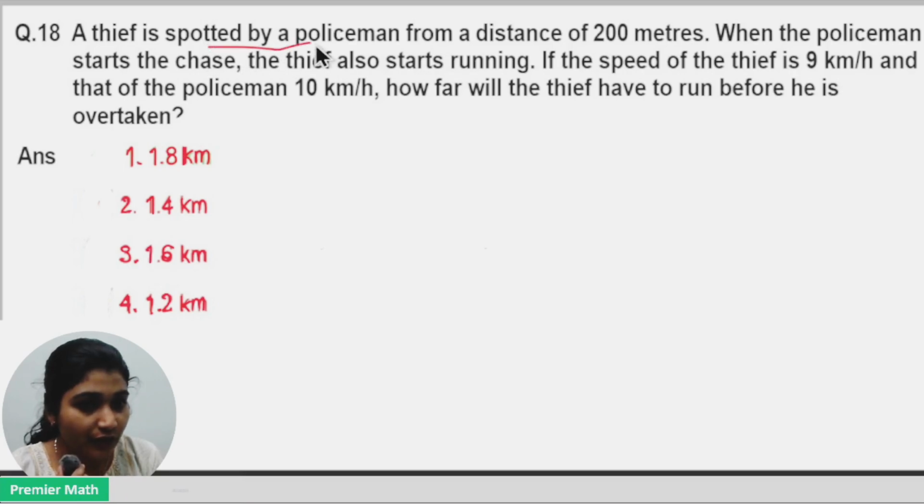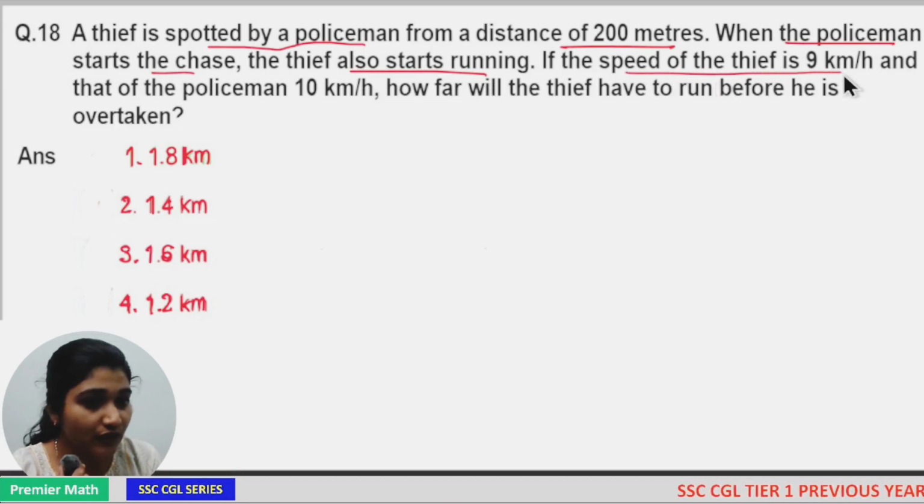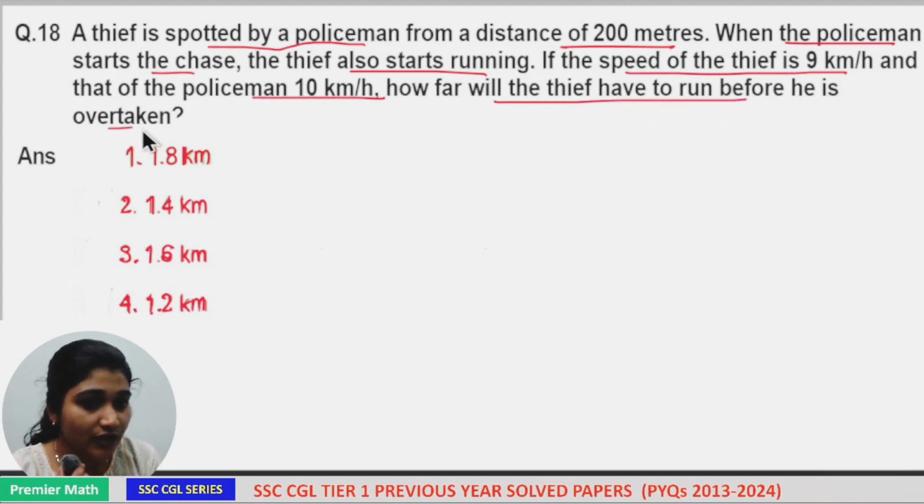A thief is spotted by a policeman from a distance of 200 meters. When the policeman starts the chase, the thief also starts running. If the speed of the thief is 9 km per hour and that of the policeman is 10 km per hour, how far will the thief have to run before he is overtaken?